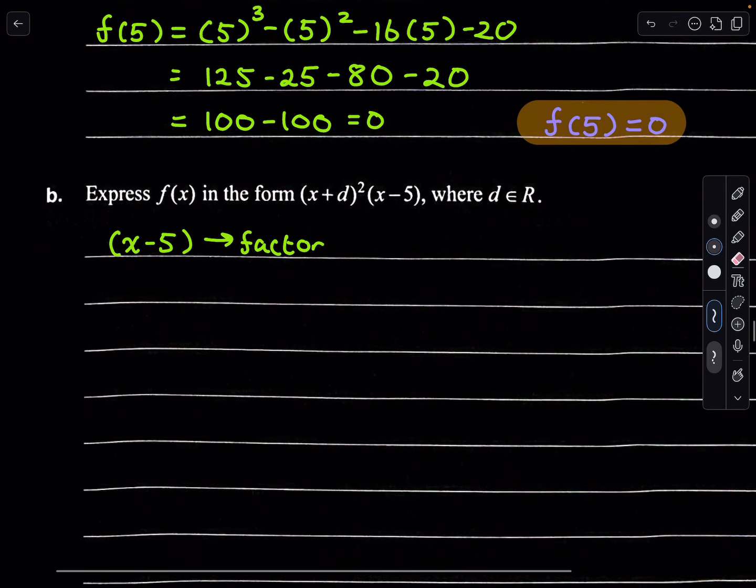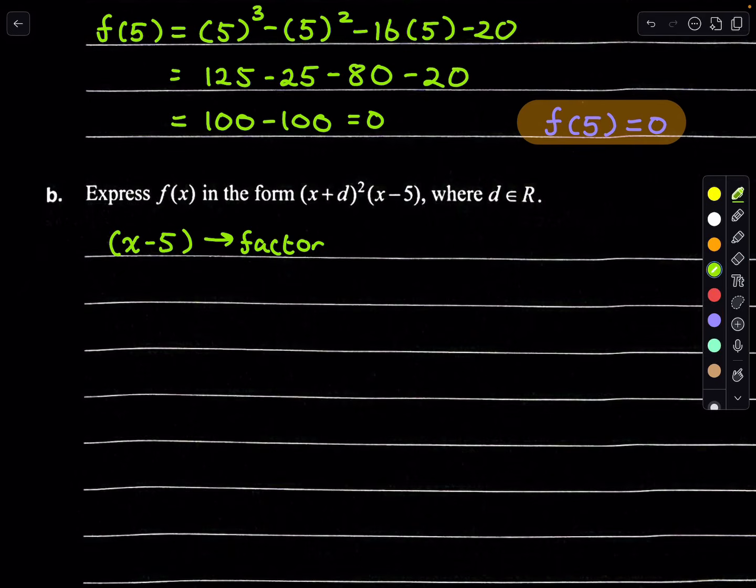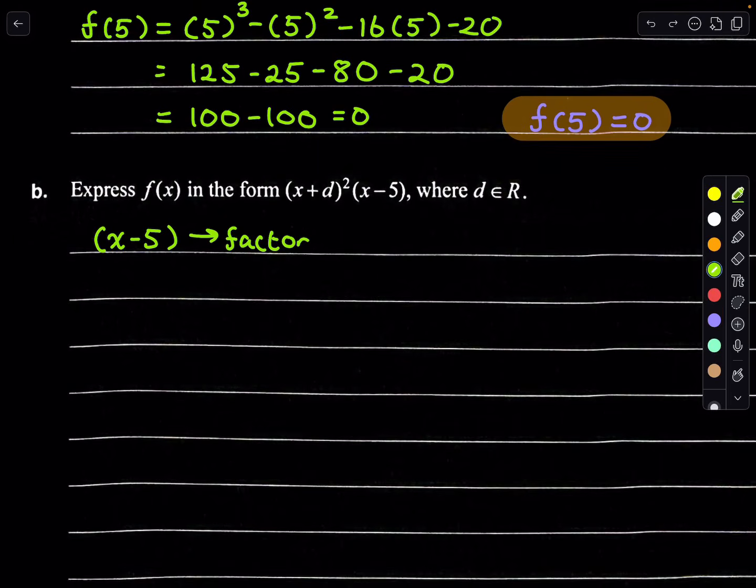So this is our factor, and to find the root, all we have to do is solve x minus 5 equals 0, and that's just going to give us x equals 5. This is what we call a root. Can you see how it's x equals? This is called the root.